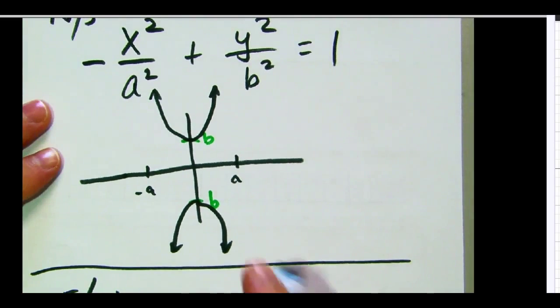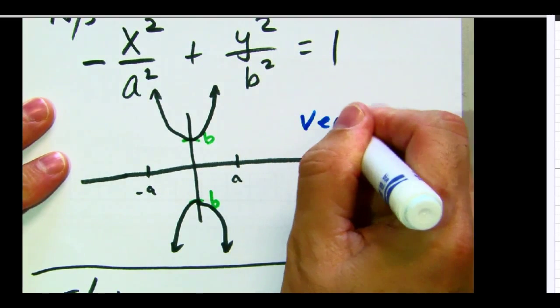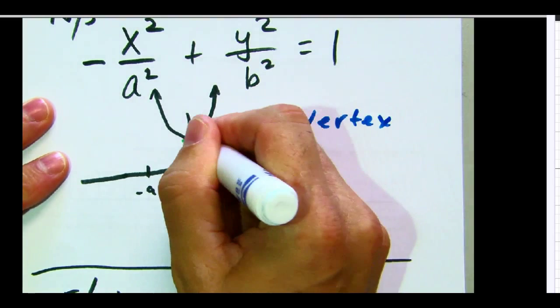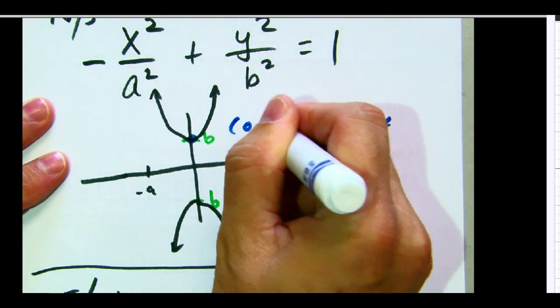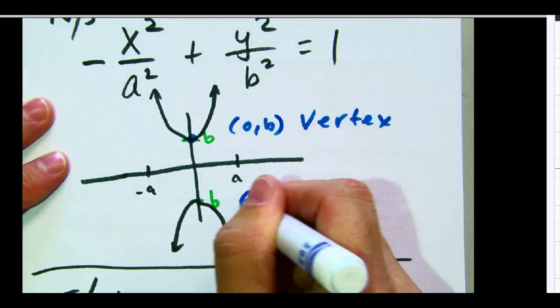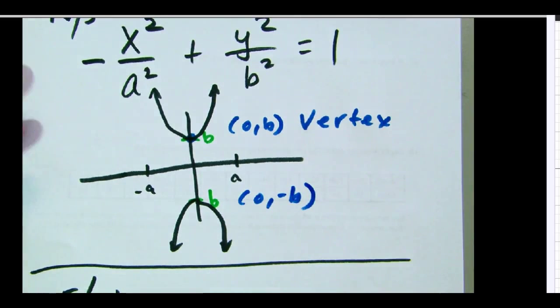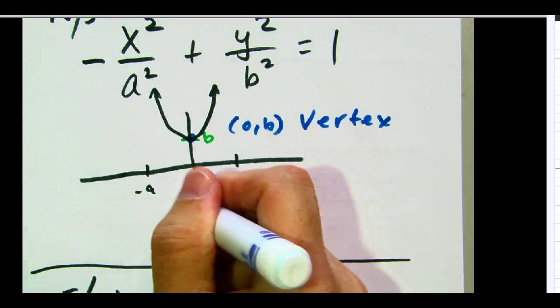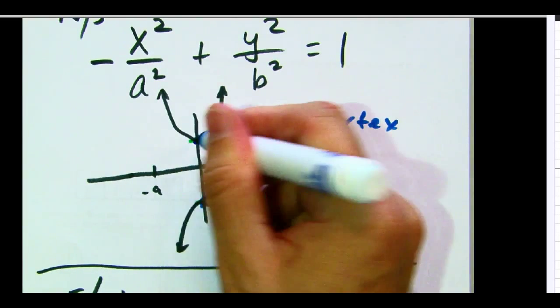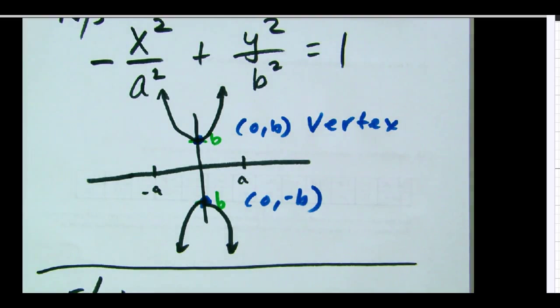Now the other thing with this is that this vertex would be 0, b. And this one would be 0, negative b. Okay? So we have vertices for this as well, which is right there and right there. Those are the vertices for this. Now if we want to run east-west, what do you think's negative now?